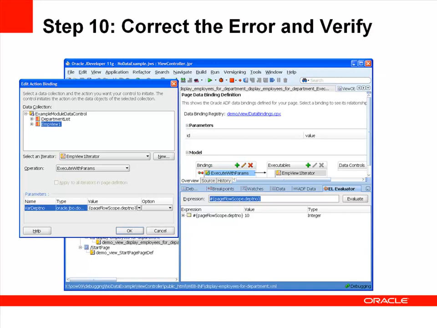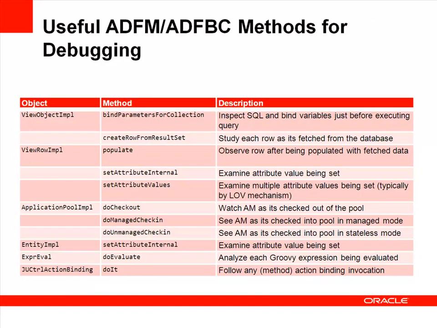In this example, we set breakpoints at bind parameters for collection to debug an application. This list includes additional ADF methods that are helpful for determining where to set breakpoints at various points in the ADF framework. For example, if data isn't getting created or updated correctly, you might set a breakpoint at the setAttributeInternal method of the EntityInfo class in order to determine the value that's being set for a particular attribute.